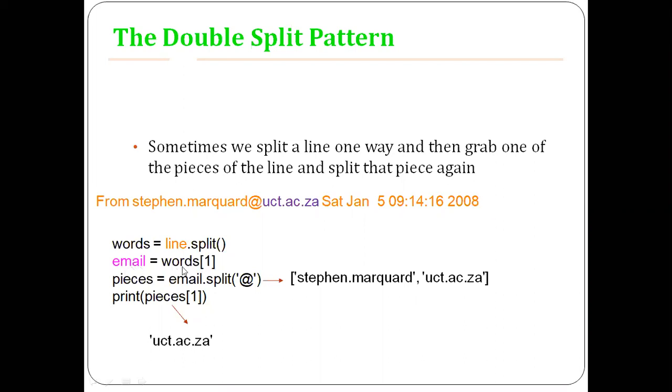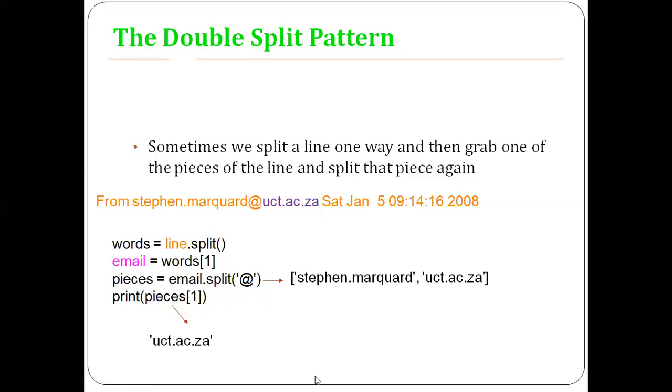So what I'll do is that email is equal to words of one. What it will do is split this word at a position, at a delimiter called at. Now Stephen.market at uct.ac.za. Sorry, Stephen.market at, this is one word. Stephen.market is one word. uct.ac.za is the second word, right?